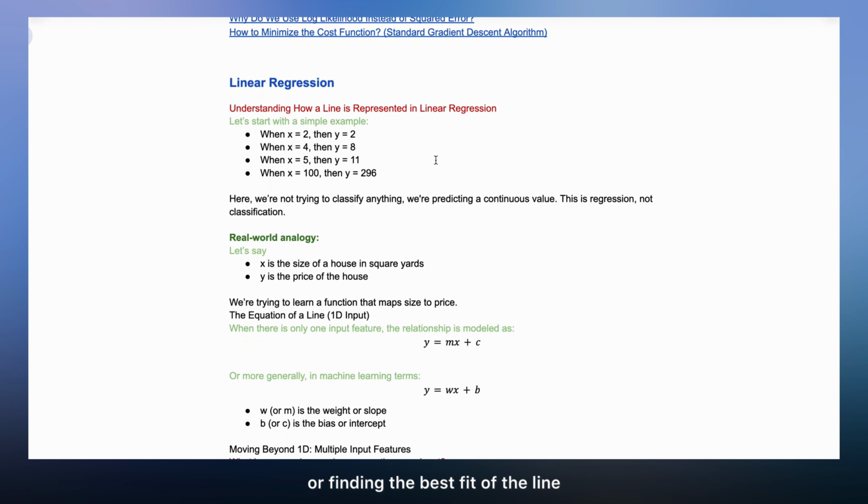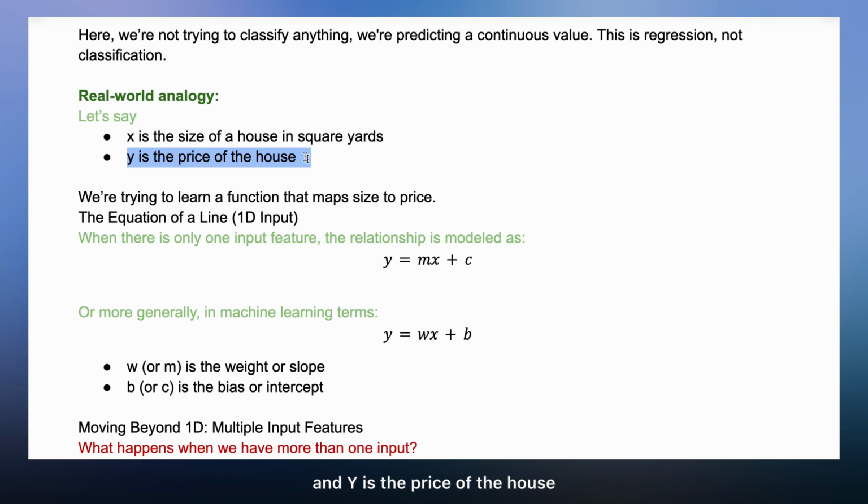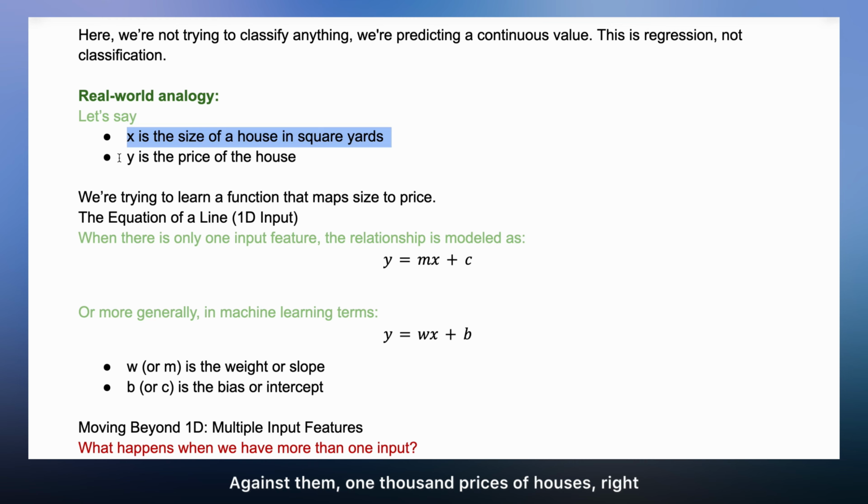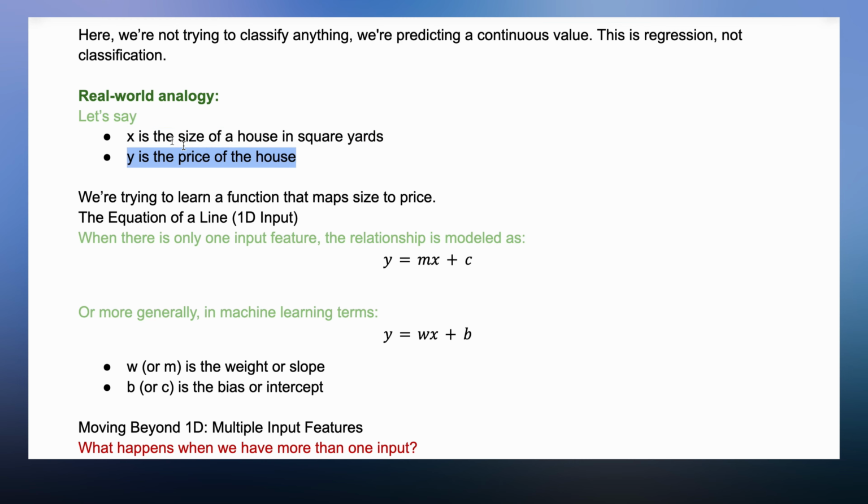So let's say x is the size of the house in square yards and y is the price of the house. The model that we are trying to produce is, given x, predict y, right? First, I will give a machine learning model a lot of these data points. I will give it 1000 sizes of houses, and against them 1000 prices of houses, right? So that means my CSV file now contains 1000 house sizes in square yards and 1000 house prices, which is represented as y, right?